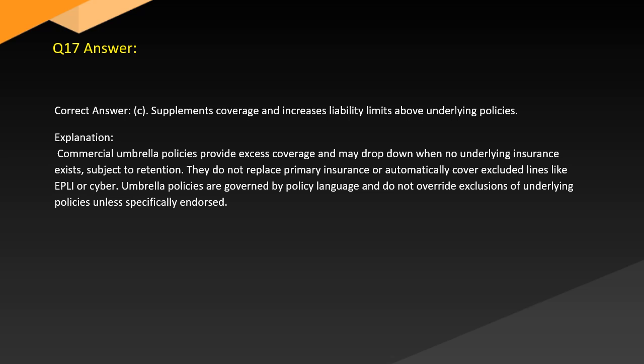Explanation. Commercial umbrella policies provide excess coverage and may drop down when no underlying insurance exists, subject to retention. They do not replace primary insurance or automatically cover excluded lines like cyber. Umbrella policies are governed by policy language and do not override exclusions of underlying policies unless specifically endorsed.